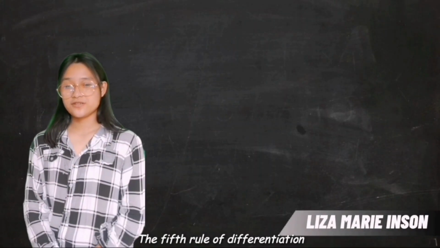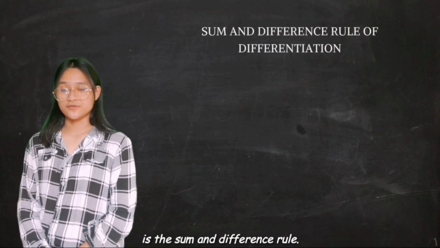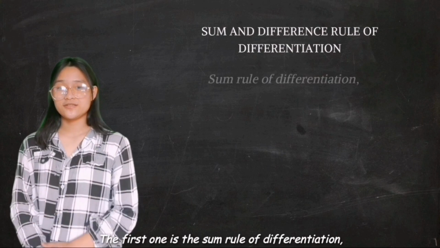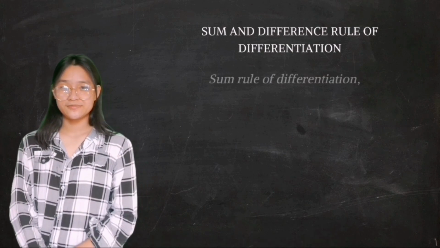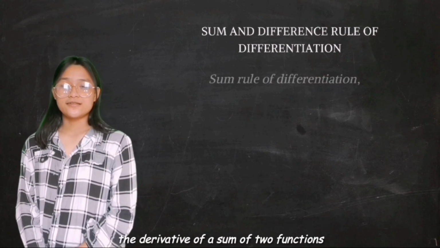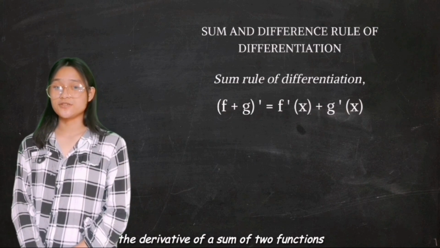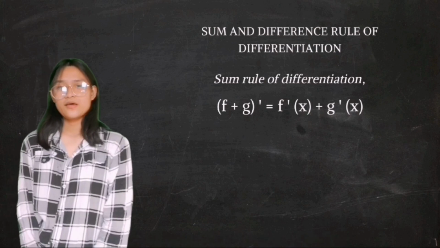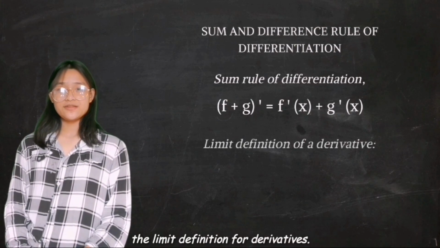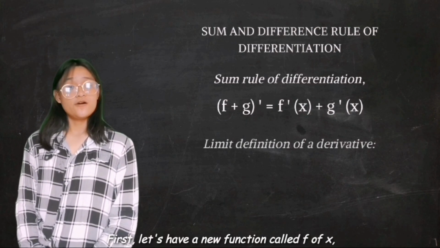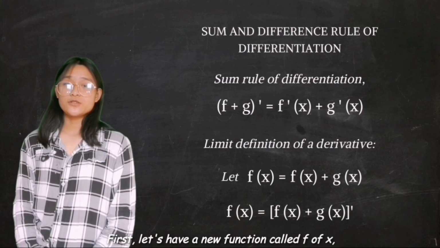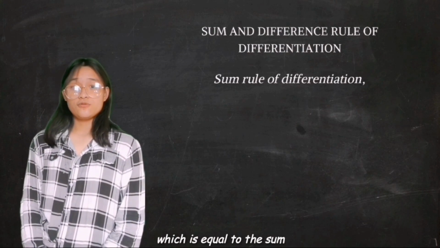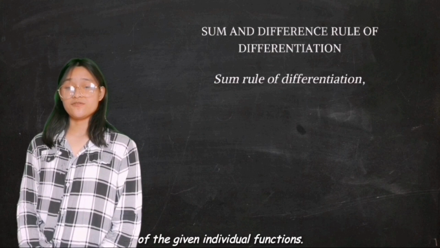The fifth rule of differentiation is the sum and difference rule. The first one is the sum rule of differentiation. For the sum rule, the derivative of the sum of two functions is equal to the sum of their individual derivatives. We can prove this by using the limit definition for derivatives. First, let's have a new function called f of x, which is equal to the sum of the given individual functions.